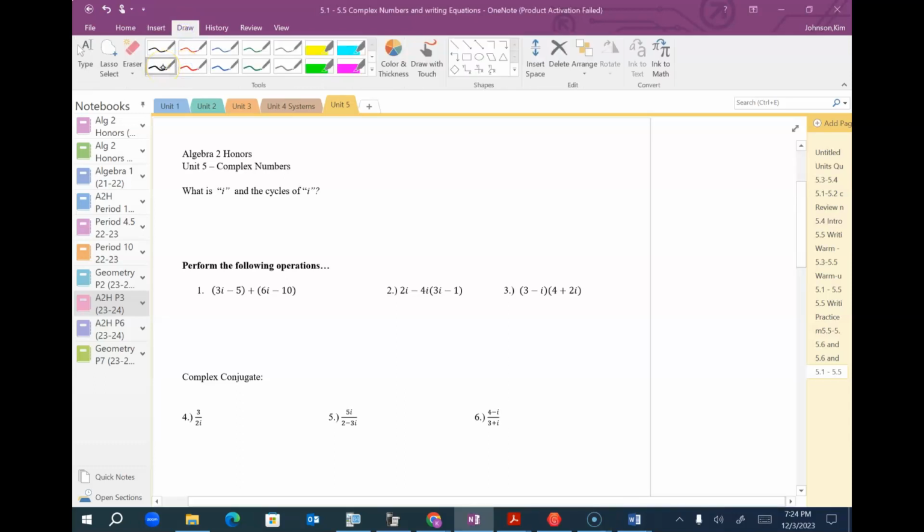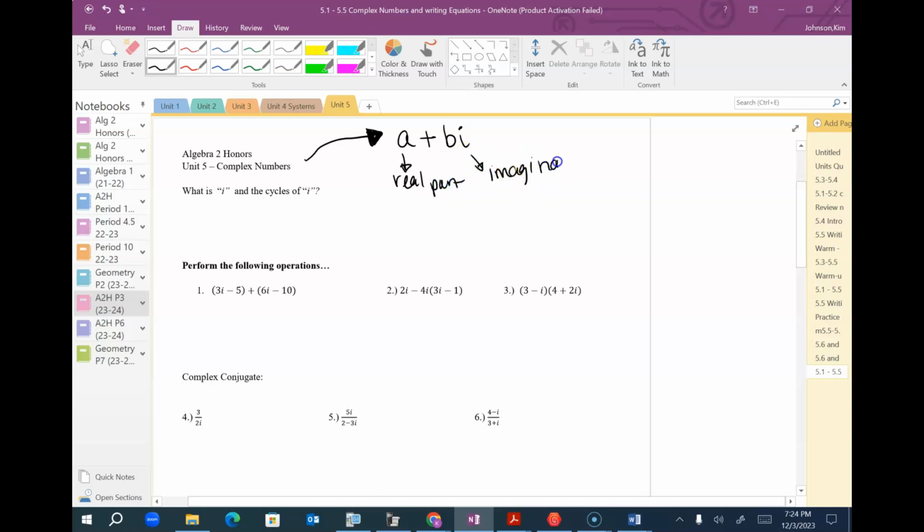All right, so in today's video, we are going to talk about complex numbers, which means we have to know a little bit about i. We do know what complex numbers are already because we defined them in Unit 1. Complex numbers are any number that takes on the form a plus bi, where we are made up of a real part and an imaginary part.